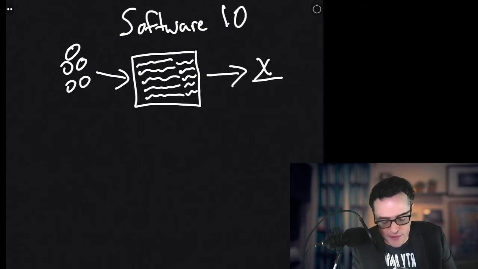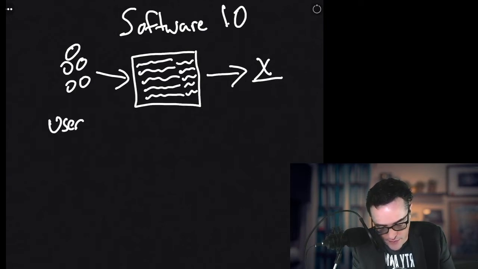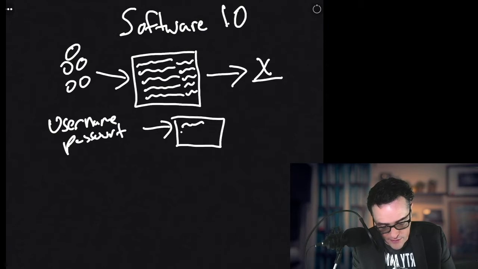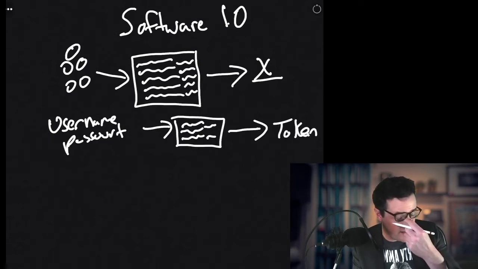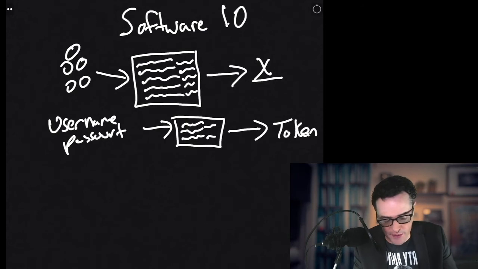So for example, you could have a username and a password are the two parameters. Those go into the login code, and out from that comes a token saying the person has logged into the site. So this is the very generic kind of common model for software 1.0.